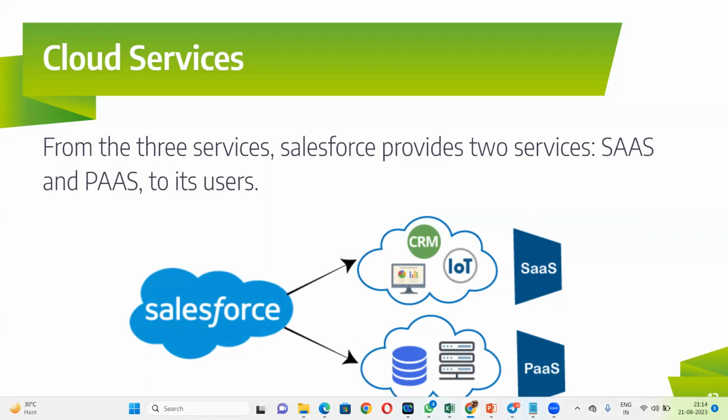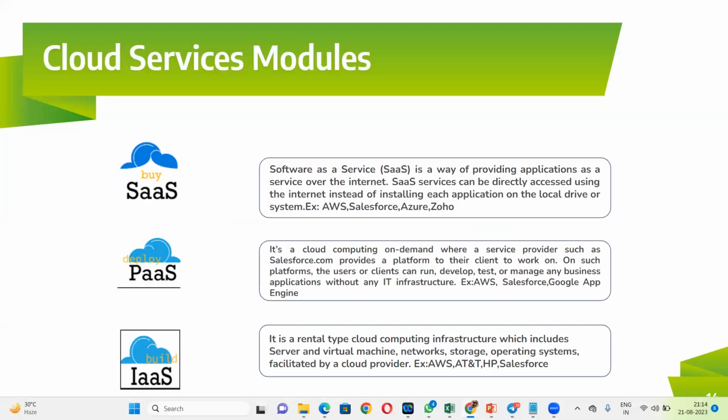One is software as a service. The other is platform as a service. I told you about software as a service, platform as a service, and infrastructure as a service. What is software as a service? It is a way of providing your application as a service over the internet.